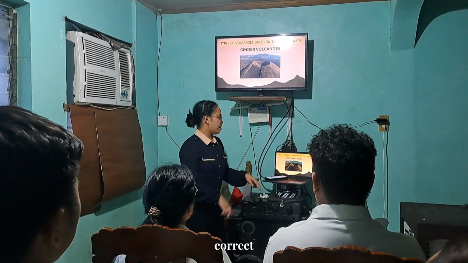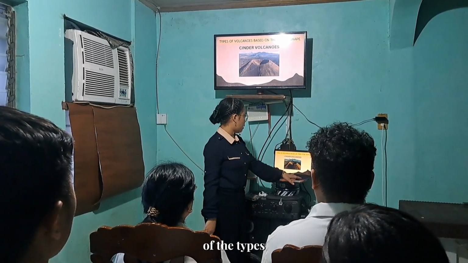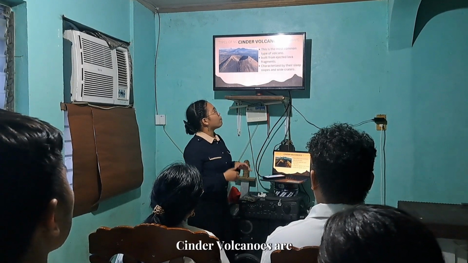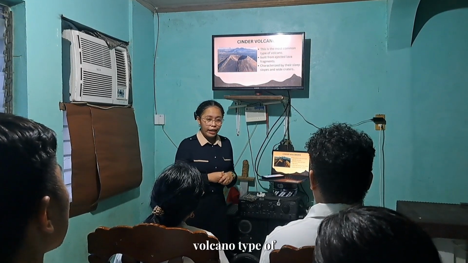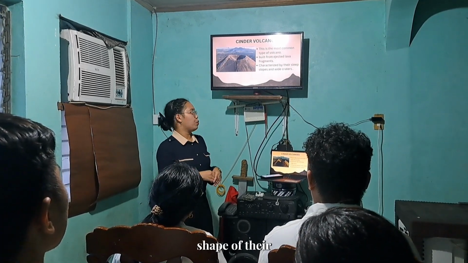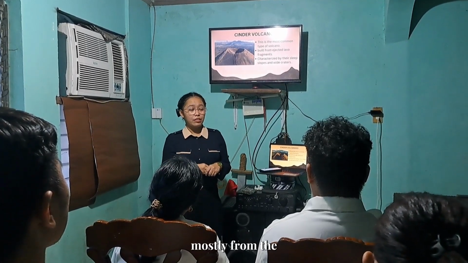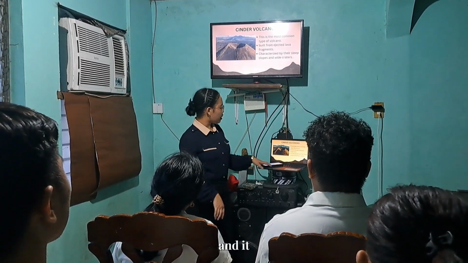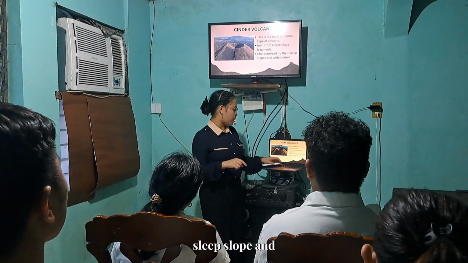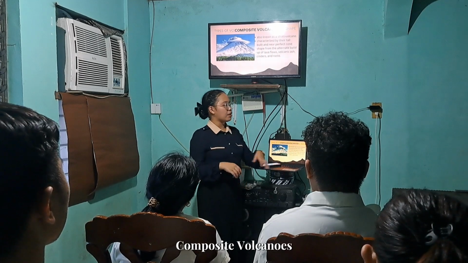Okay, correct. Now, to further elaborate the differences of the types of volcanoes, we have first the cinder volcanoes. Cinder volcanoes are the most common volcano type, depending on the shape of their cone. Cinder volcanoes are built mostly from ejected lava fragments, and are characterized by their steep slopes and wide craters.